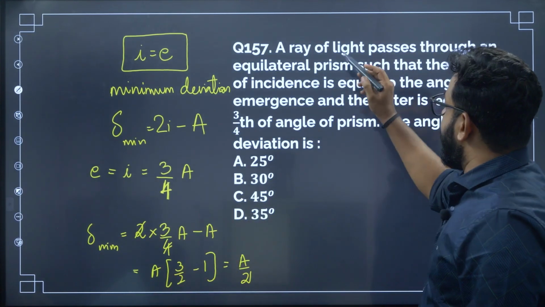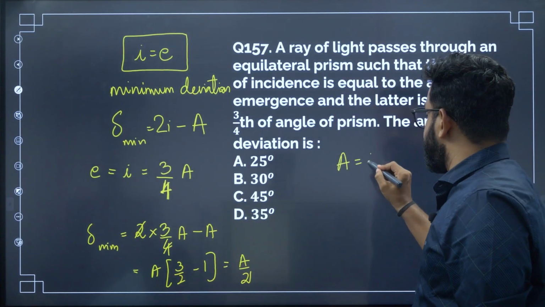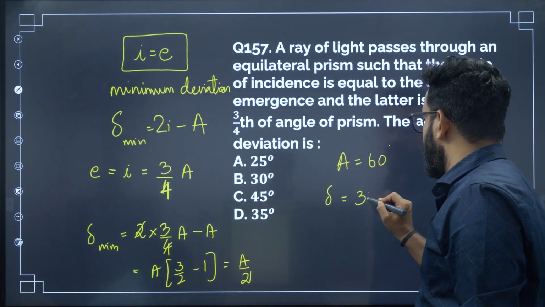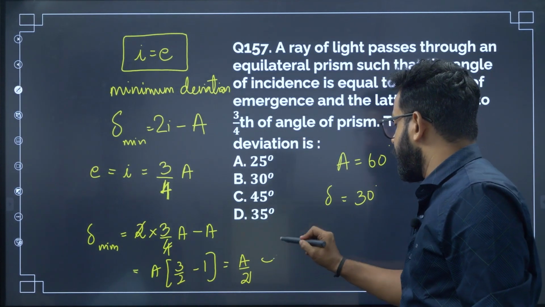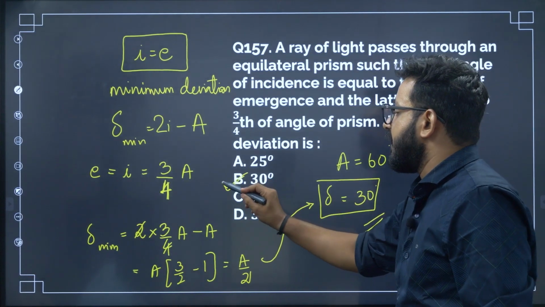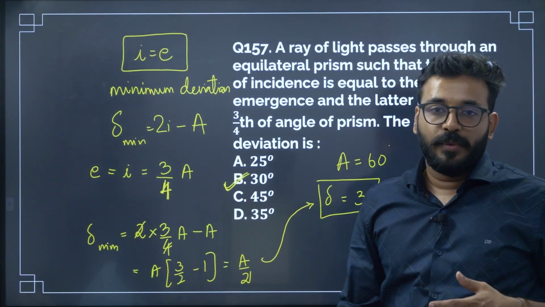A is equal to equilateral triangle. A is equal to 60. That means my deviation angle is 60/2, 30 degrees. Correct? Yes. So the correct answer is option B, 30 degree. Very simple question. Very, very simple question.